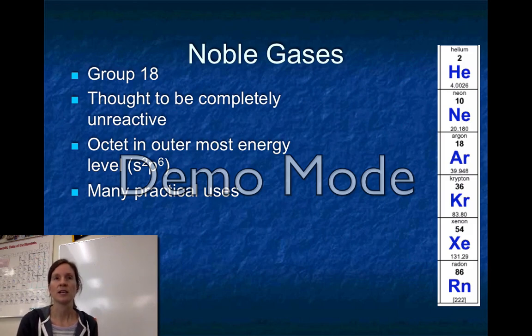They're used in some medical devices, to make parties fun with the helium. But they have a lot of practical uses simply because they are so stable and a gas that we tend to use them because of their non-reactivity.